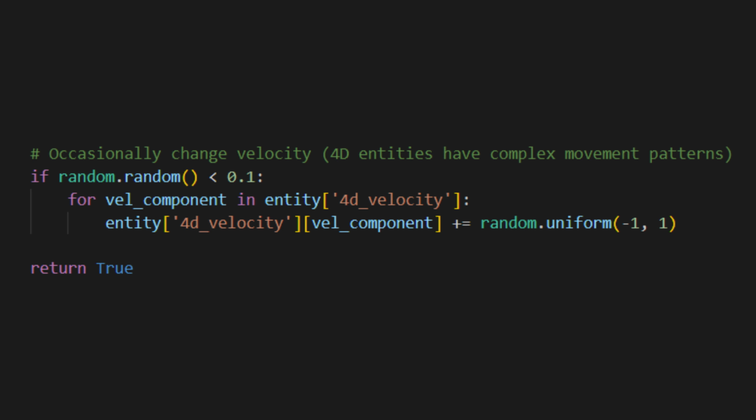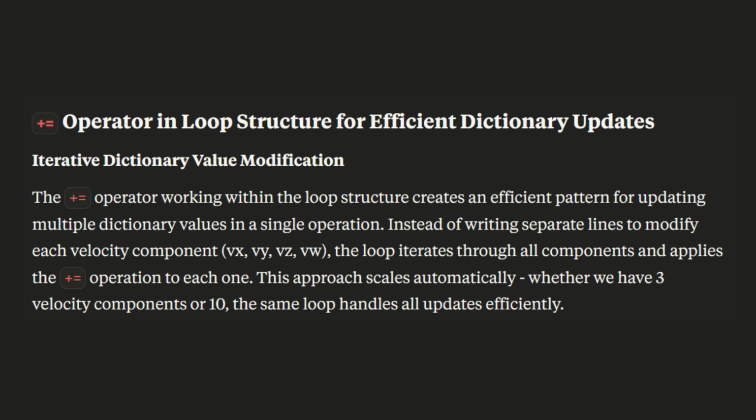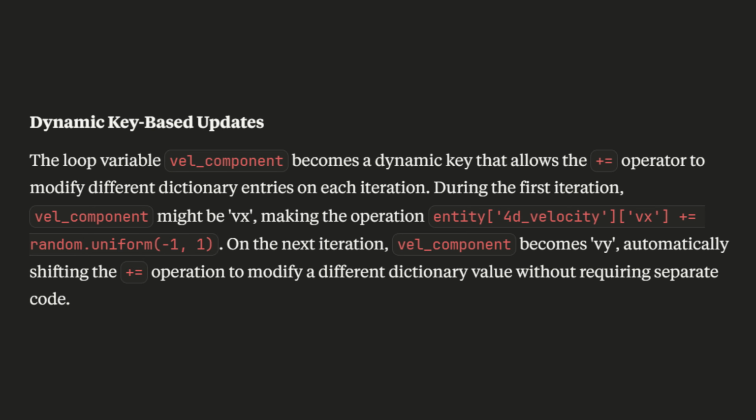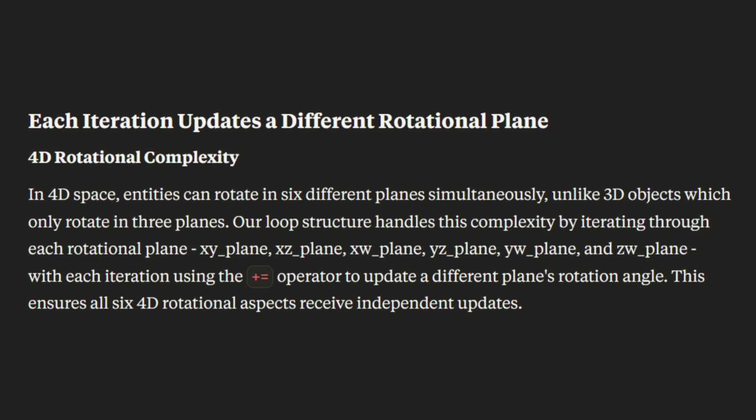The key learning moment is this line: entity["4D_velocity"][vel_component] += random.uniform(-1, 1). Here the plus equals operator is working within the loop structure to update multiple dictionary values efficiently. The loop variable vel_component becomes a dynamic dictionary key that changes with each iteration, allowing us to update all velocity components systematically. Each iteration updates a different rotational plane with the same rotational speed increment, creating a uniform rotational advancement across all 4D planes.